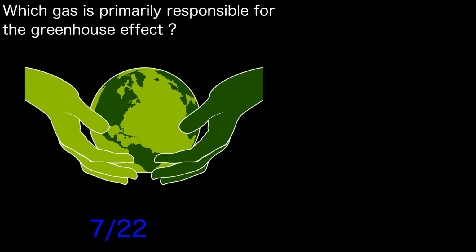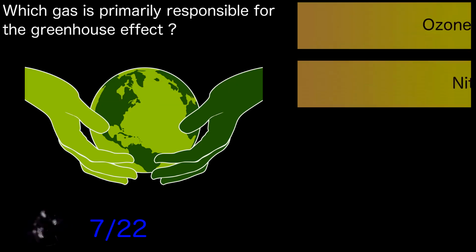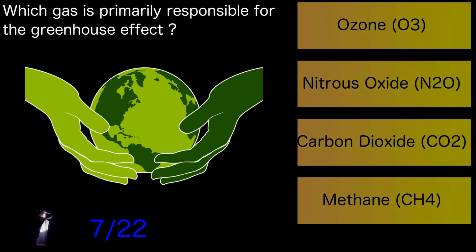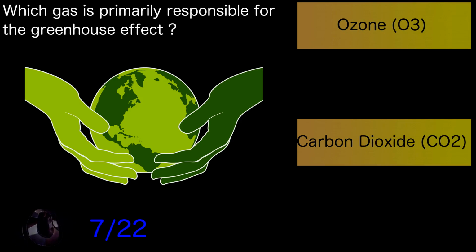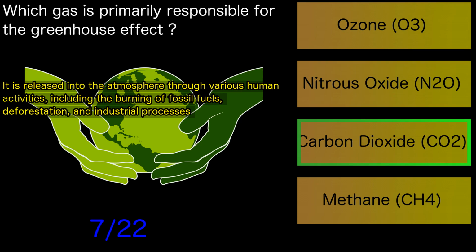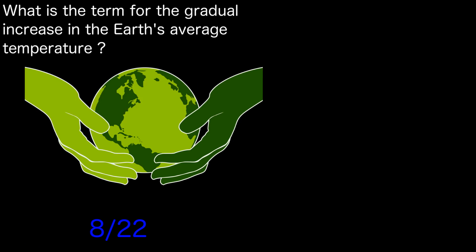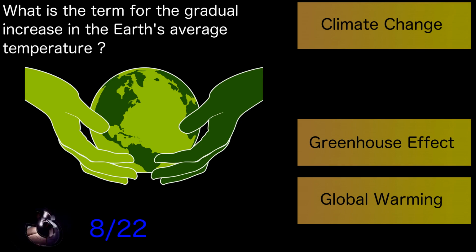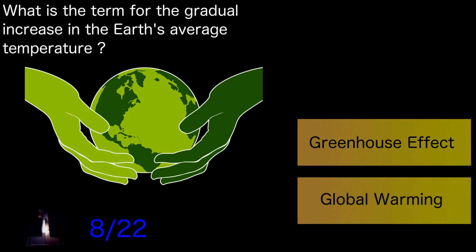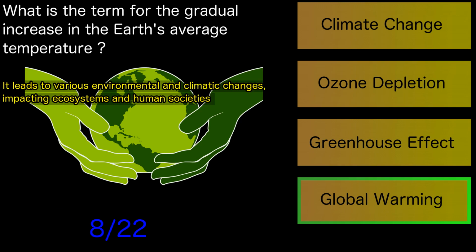Which gas is primarily responsible for the greenhouse effect? Carbon dioxide. What is the term for the gradual increase in the Earth's average temperature? Global warming.